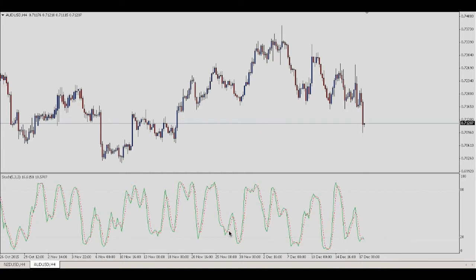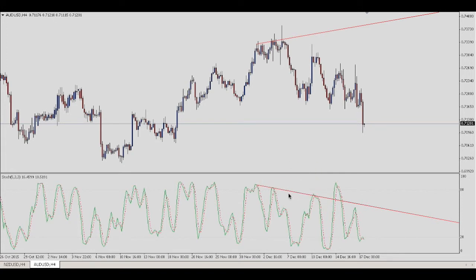We can also use stochastics as a powerful tool for divergence. What is divergence? Divergence is basically when your price action is doing one thing and your oscillator is doing the other. As you can see here, the stochastic oscillator was making a lower high, but price action was showing a higher high. So you got divergence here, meaning that price action wants to do something else.